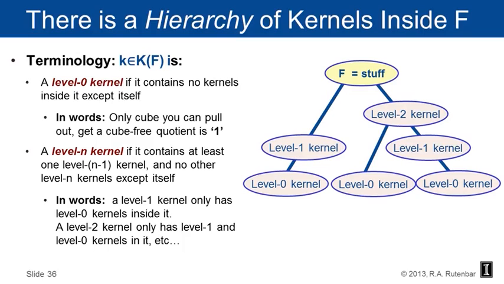And a kernel is level n if it contains at least one level n minus 1 kernel, and no other level n kernels except itself. So level 1 kernels can have level 0 kernels inside them. Level 2 kernels can have level 1 kernels and also level 0 kernels. Right? And you can start with F, and it turns out you can extract all of these kernels in this very simple hierarchical manner. So that turns out to be a really useful insight.